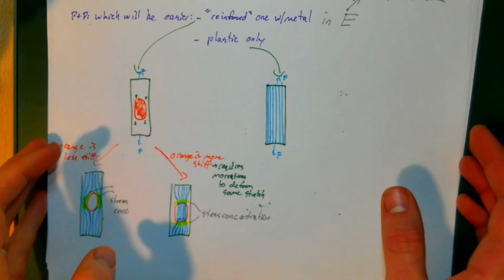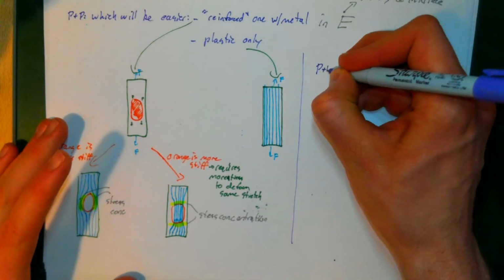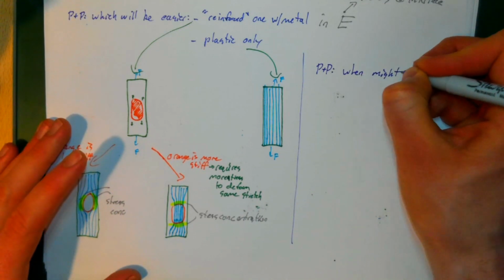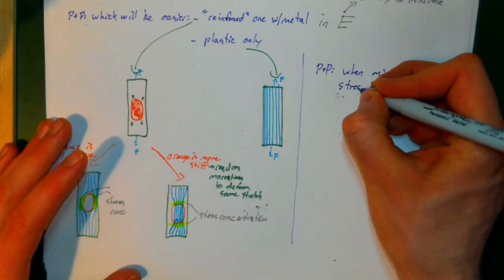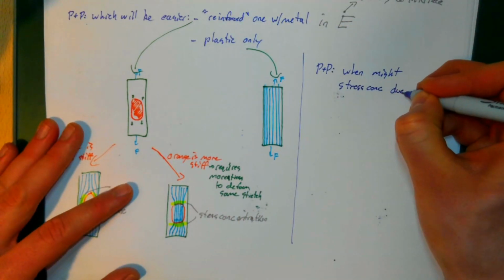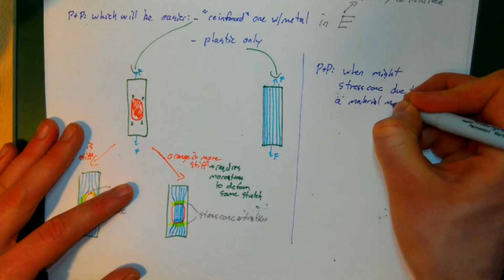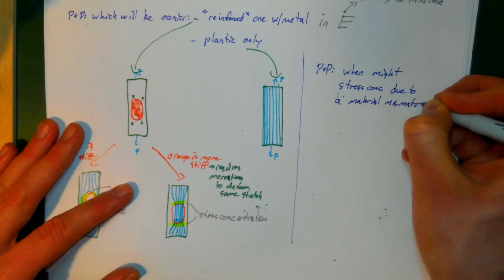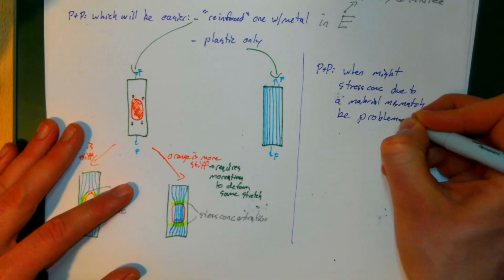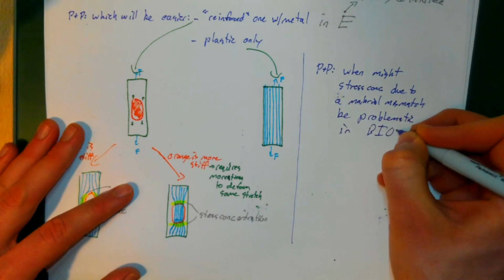And you can imagine that this has problems in bioengineering. So pause and ponder now. When might stress concentration, due to a material mismatch, be problematic in bioengineering?